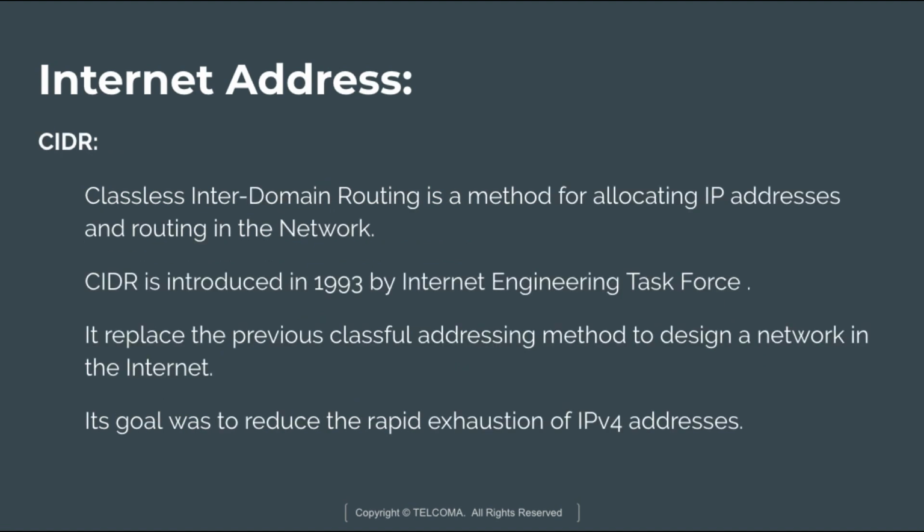Next, we will discuss CIDR. CIDR stands for Classless Inter-Domain Routing, and it is a method for allocating IP addresses and routing in the network. This is also similar to subnetting, but here CIDR uses the classless inter-domain routing protocol. CIDR was introduced in 1993 by the Internet Engineering Task Force, and it replaced the previous classful address method of designing a network on the internet. Its goal was to reduce the rapid exhaustion of IPv4 addresses.